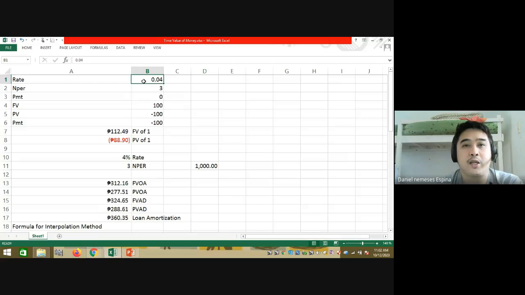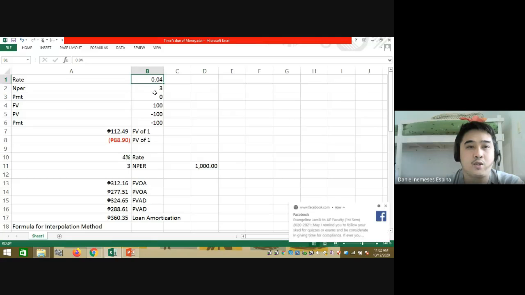So let's say 4% annually. If it's quarterly, divide it by 4, so your quarterly interest is 1% or 0.01. If it is semi-annual, then 4% divided by 2 because there are 2 semi-annual periods in a year. If monthly, divide by 12, daily divide by 365. For example, in this case, the compounding or discounting is annually, so the nominal rate is 4%.